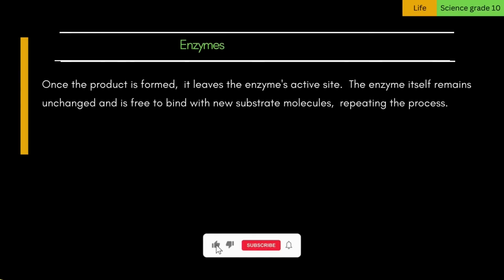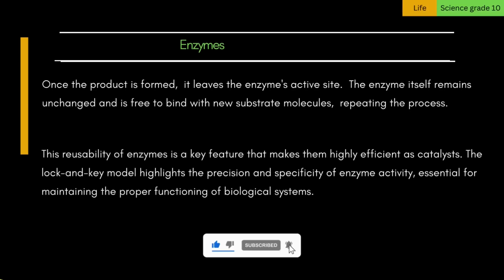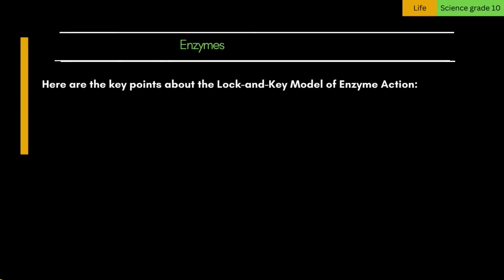Once the product is formed, it leaves the enzyme's active site. The enzyme itself remains unchanged and is free to bind with new substrate molecules, repeating the process. This reusability of enzymes is a key feature that makes them highly efficient as catalysts. The lock and key model highlights the precision and specificity of enzyme activity, essential for maintaining the proper functioning of biological systems. Here are the key points about the lock and key model of enzyme action.